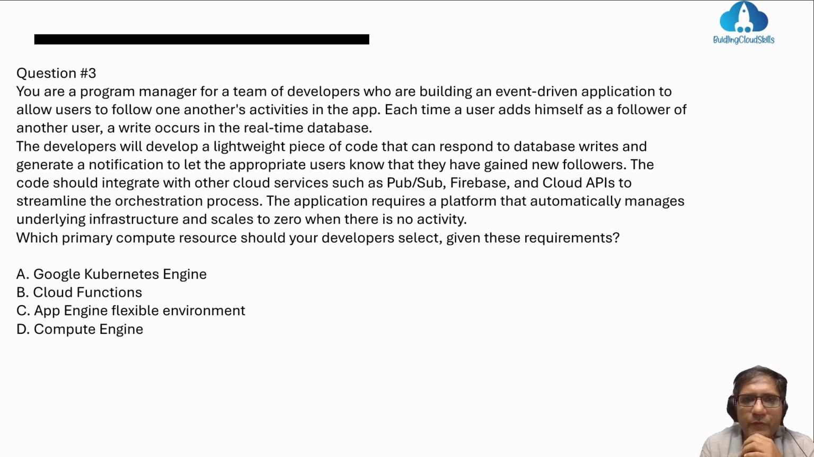You are a program manager for a team of developers who are building an event-driven application to allow users to follow another's activity in the app. Each time a user adds himself as a follower of another user, a write occurs in a real-time database. The developer will develop a lightweight piece of code that can respond to a database write and generate a notification to let the appropriate user know that they have gained a new follower. The code should integrate with other Google Cloud services like Pub/Sub, Firebase, and Cloud APIs to streamline the orchestration process. The application requires a platform that automatically manages underlying infrastructure and scales to zero when there are no activities. Which compute resource should your developer select given the requirements?